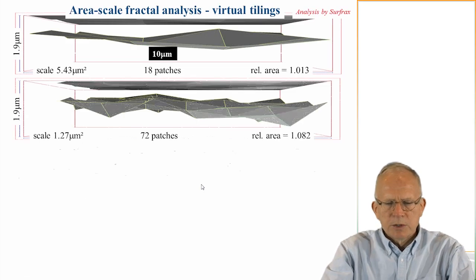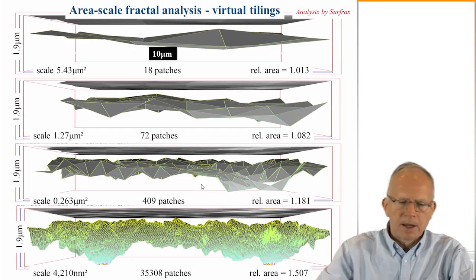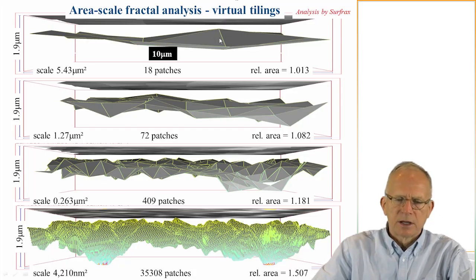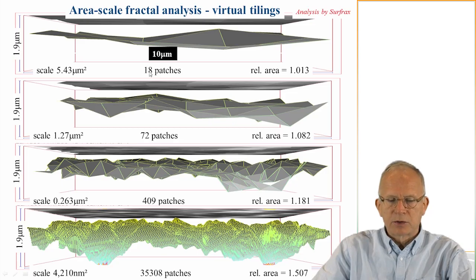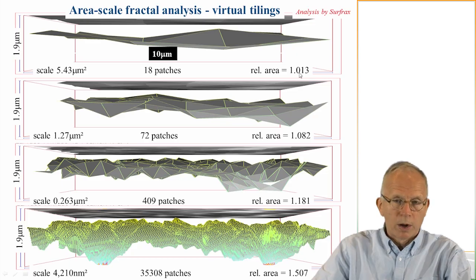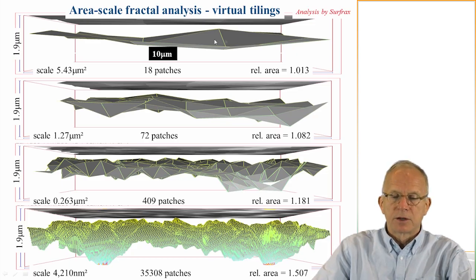What we do is this virtual tiling, in multiple tiling exercises. The size of the triangular tile represents the scale. For each tiling exercise, these are all close to the same. When the size of the triangle is at this size, you get this many triangles, 18 patches, and the relative area is just above 1. Now 1 would be the minimum relative area. If all of these tiles were lying flat, the relative area would be 1, and that would mean they were insensitive to the topographic details.